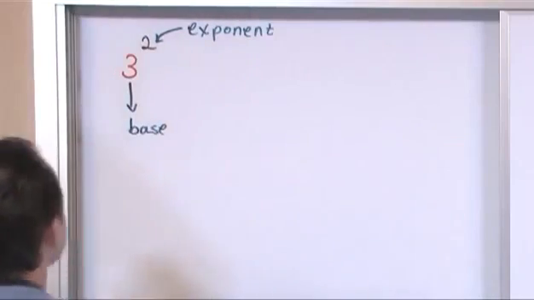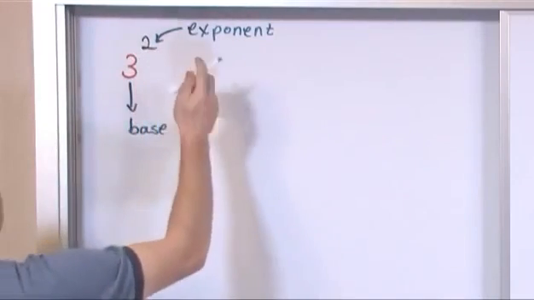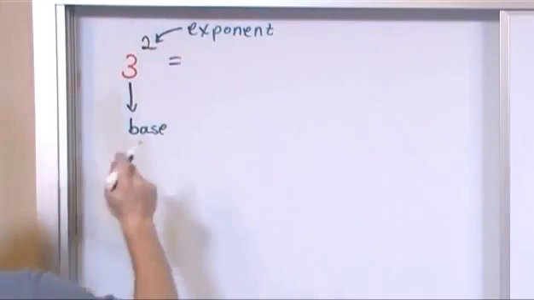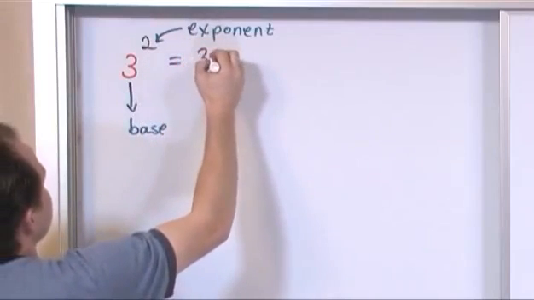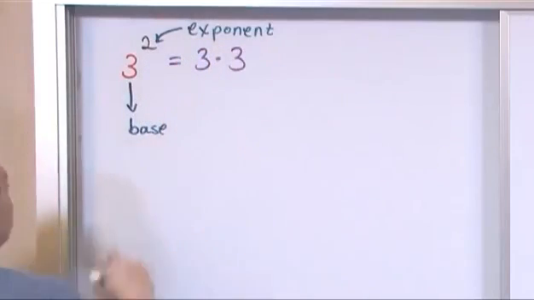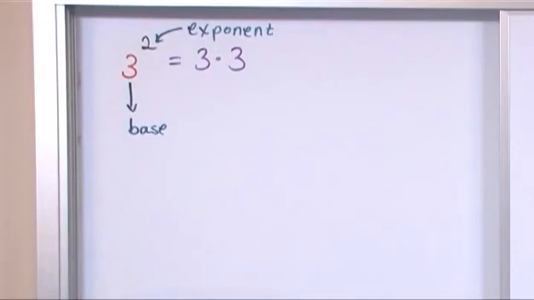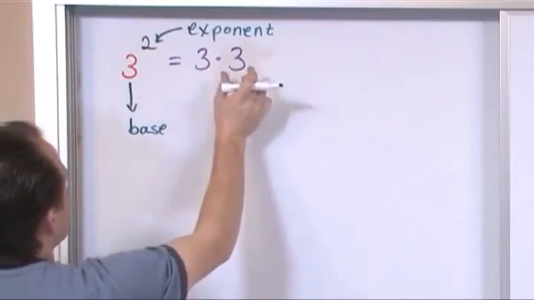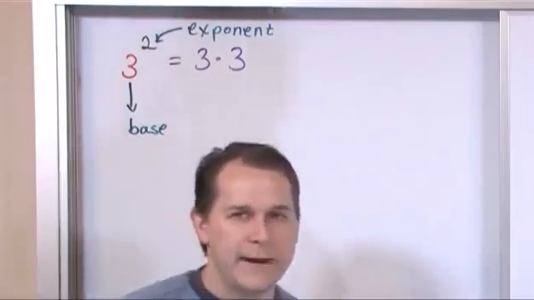Now, what does this mean when you say 3 raised to the power of 2? It's very simple. What it means is, literally for this problem, it means 3 times 3. And that's it, folks. That is the definition of an exponent by way of an example. You see, if I have 3 and I multiply it by itself, I can keep it on the paper just like that.